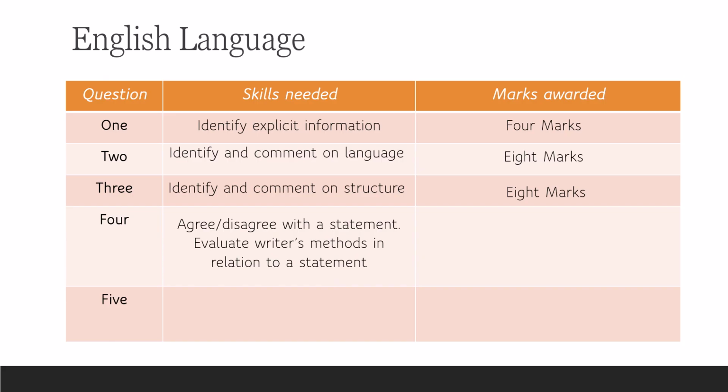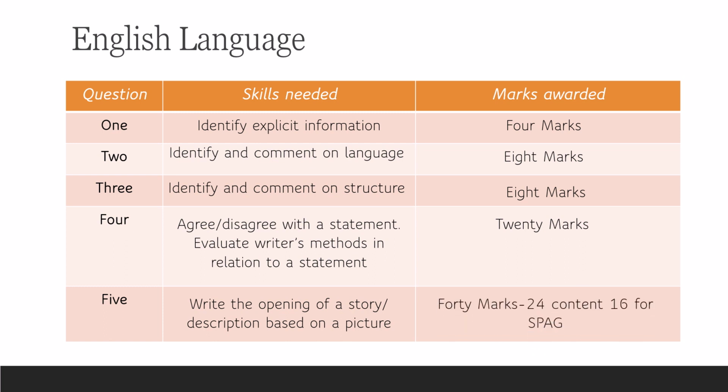Question 4, now we're into our real big valuable questions now, is agree or disagree with a statement, and you need to evaluate the writer's methods in relation to a statement, and this will be 20 marks. Now, the thing to remember with this one, even though it doesn't directly state it in the question, because it's asking us to evaluate the writer's methods, that does mean that we'd expect you to talk about language or structure for this question. And our final one, question 5, write the opening of a story or a description based on a picture, and that is worth a total of 40 marks, so we have 24 marks for content and 16 marks for technical accuracy or SPAG.